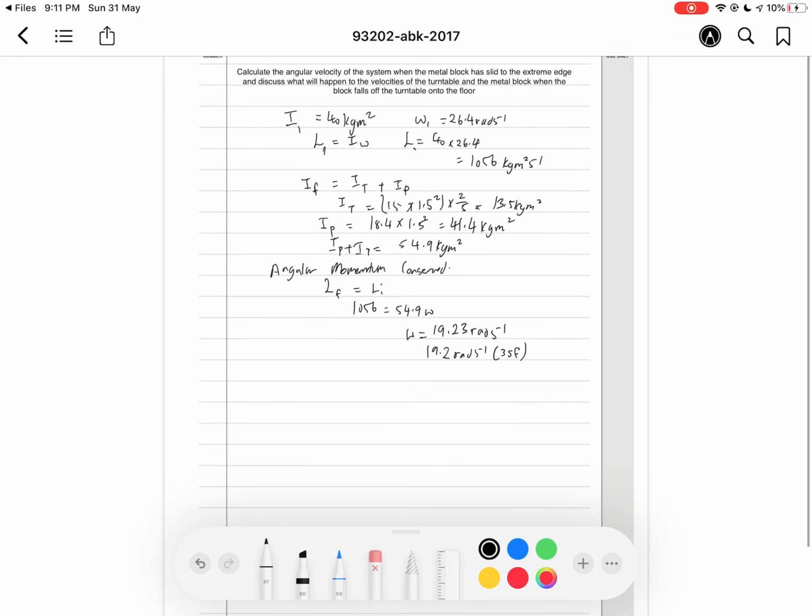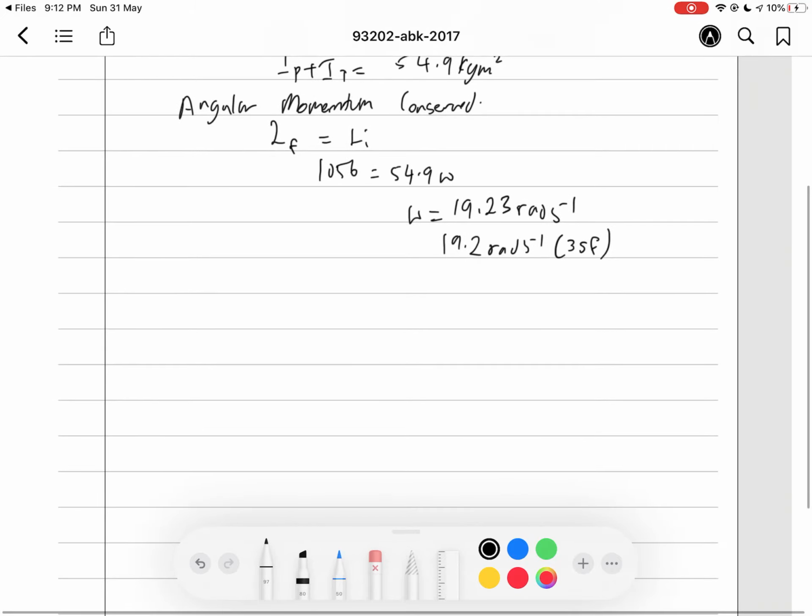Okay, so when the block falls off onto the floor, the block has its own angular momentum, and the turntable has its own angular momentum. And what actually happens is that because there's a component of the angular momentum on the block, the angular velocity of the turntable will not change, and the angular velocity of the block will not change either.